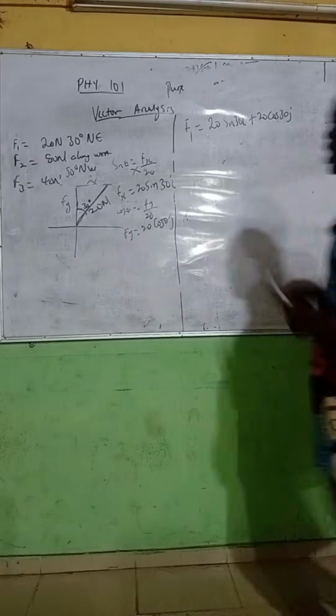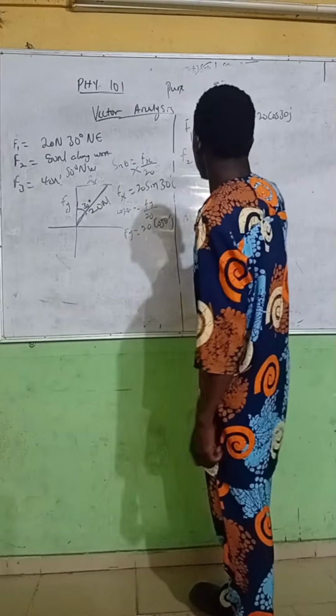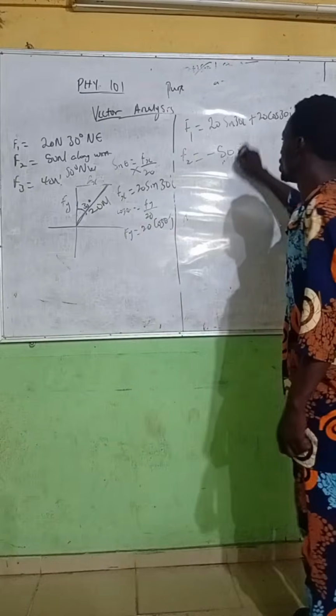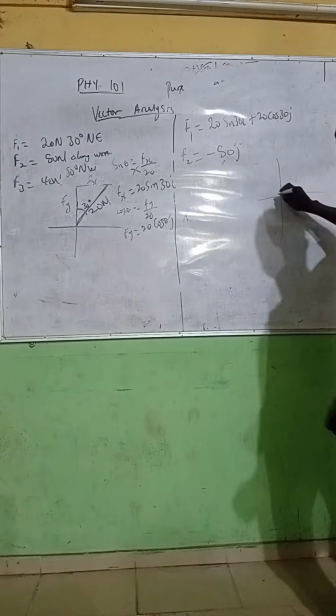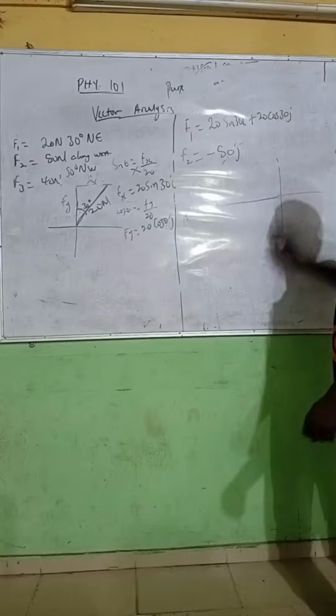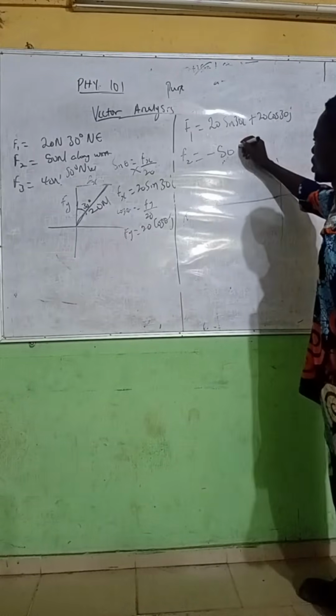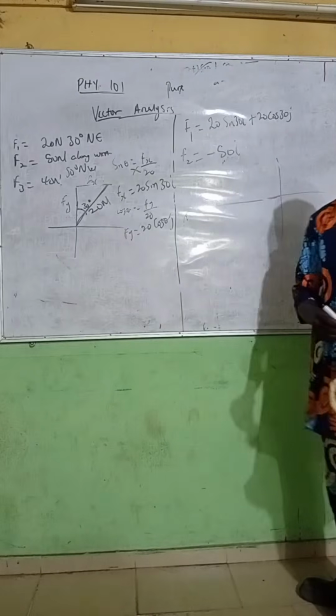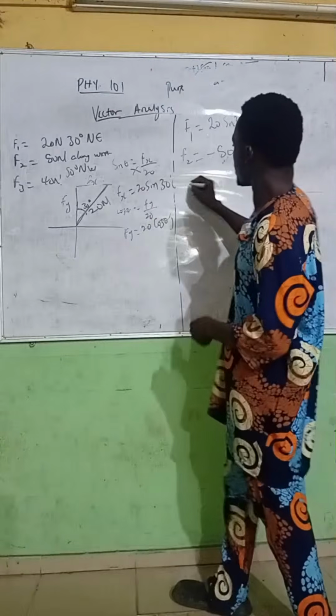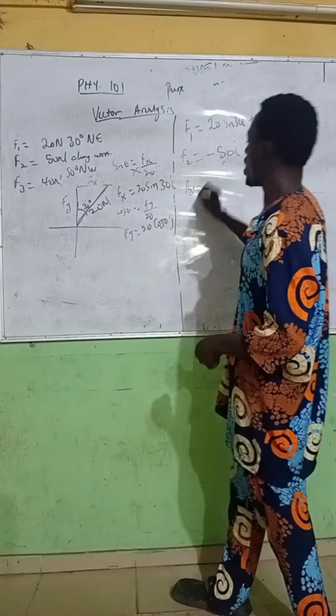Yes. Now for F2, F2 equals negative 50i. How do I know? It's along west, not southwest, it is west, and that's the negative x-axis, which is the negative i axis. Are we together? Now for F3, F3 equals Fx plus Fy.